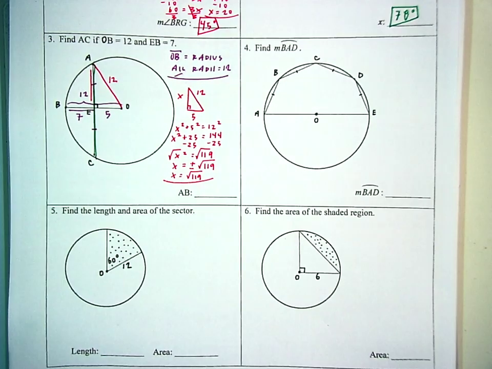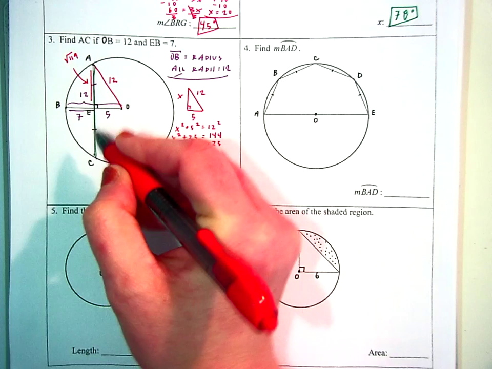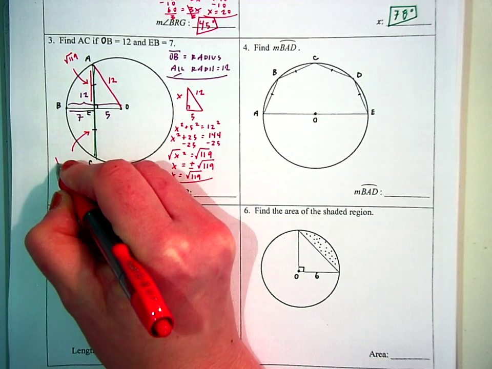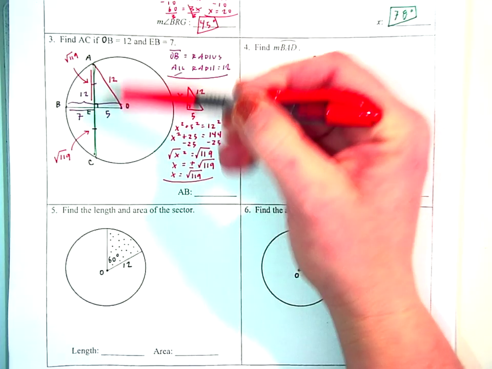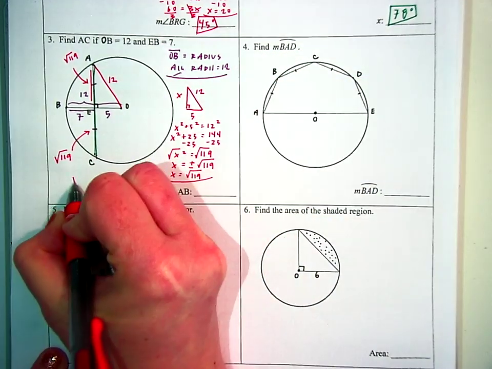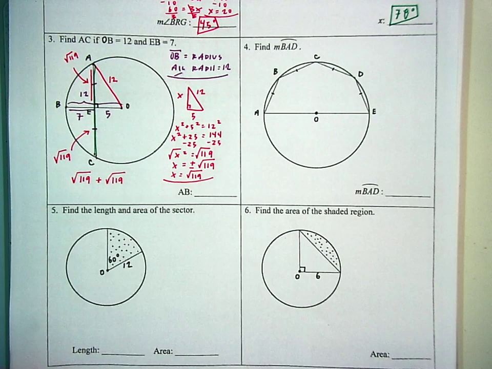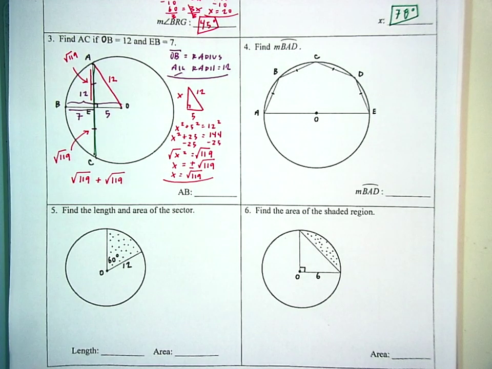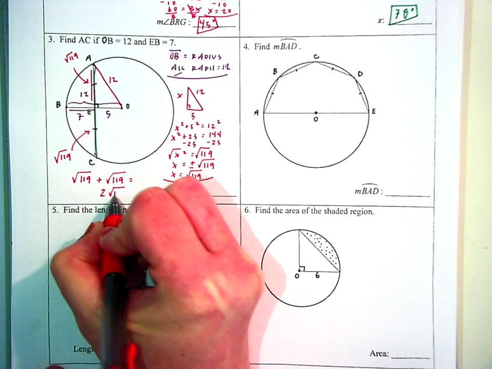Okay, but again, I want you to be very careful. Remember that you have to answer the question that's being posed. So right here, this measure is the square root of 119. So that means that this measure here must also be the square root of 119. So if I'm trying to capture the length of AC, I need to add those together. So square root of 119 plus the square root of 119, right? Those are like terms. They have the same radicand, the number underneath the radical. So I have 2 of the same item. I would write that as 2 times the square root of 119.